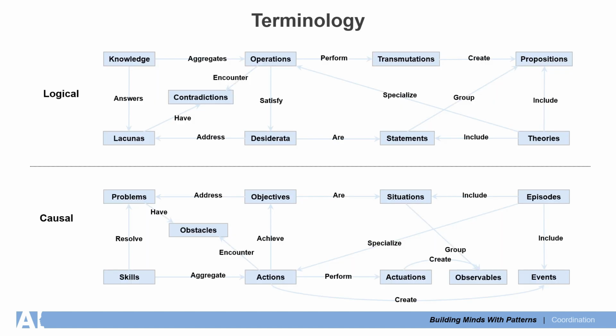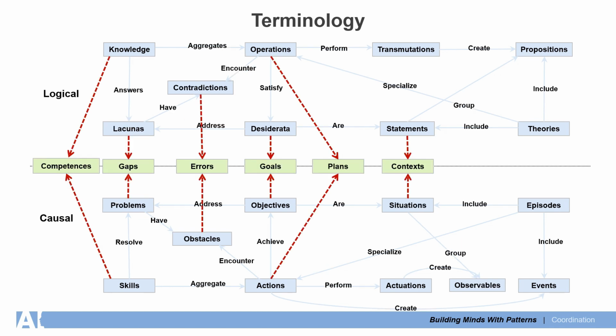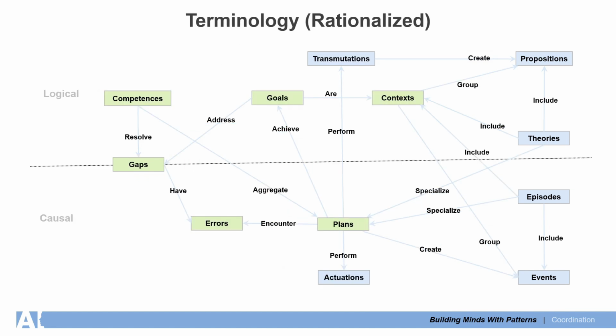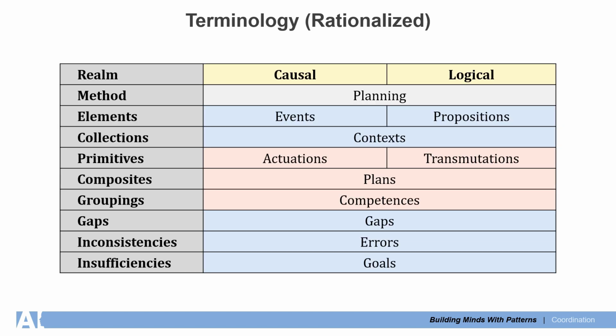Here's what it looks like when it's mapped out in a conceptual graph or topic map. We have logical and causal areas. What we need is some common terms that can bridge the gap between the logical and causal realms. By harmonizing the language, the problem of coordination can be simplified. And thereby simplify our overall effort. This allows us to go forward and design systems that can seamlessly do both causal planning and logical reasoning, since actuations and transmutations can be interleaved.